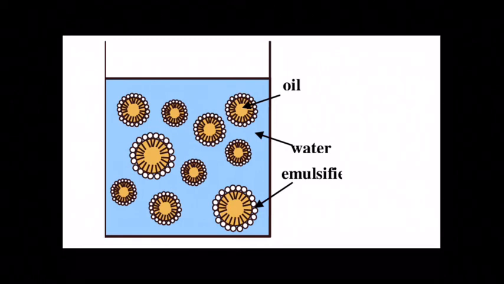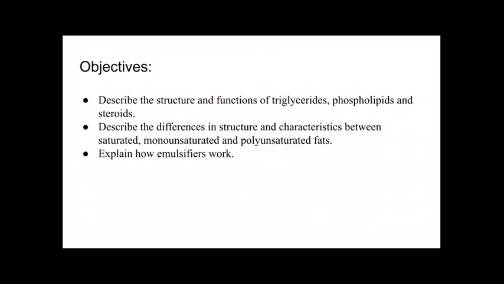But so the result here is that these droplets of oil are all surrounded by the emulsifier, and the emulsifier then kind of says to the oil, come on guys, the water's fine, let's get in the water. So it allows the fat molecules to distribute more evenly throughout the water, but they can only do that by being surrounded by the emulsifier. So speaking of that, let's make sure we covered our objectives. We looked at the structure and the function of triglycerides, phospholipids, and steroids. We looked at differences between saturated, monounsaturated, and polyunsaturated fats, and we explained how emulsifiers work.